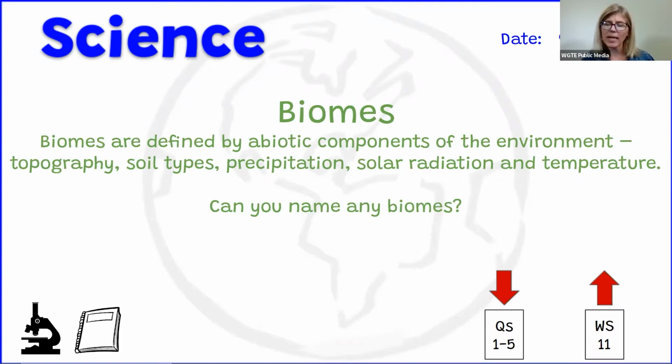In the lower right-hand corner of the screen, you can see those red arrows, and that indicated what I wanted those students to hand in that day. So you can see questions 1 through 5 is what needed to go in. And then they needed to pick up worksheet number 11.